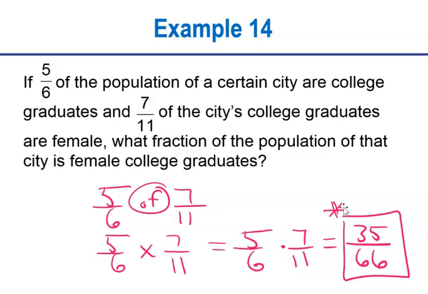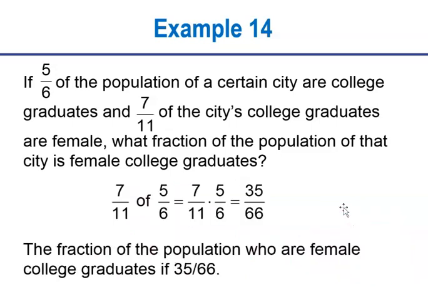Now I've got this typed up for you, so let's discuss it. It says 7/11 of 5/6 is 7/11 times 5/6 is 35 over 66. The fraction of the population who are female college graduates is 35 over 66. This is exactly the way we handled it. Again, notice the simplifying beforehand. We'll try to do that with other problems.